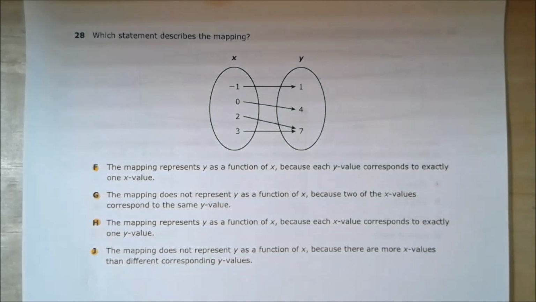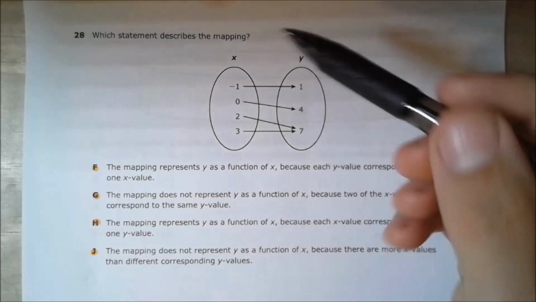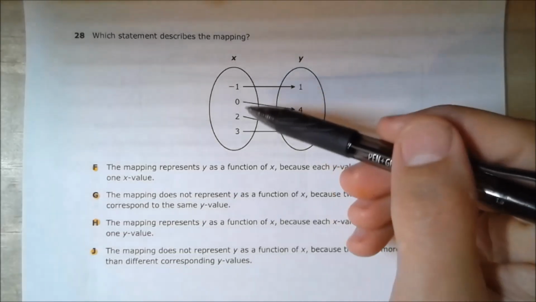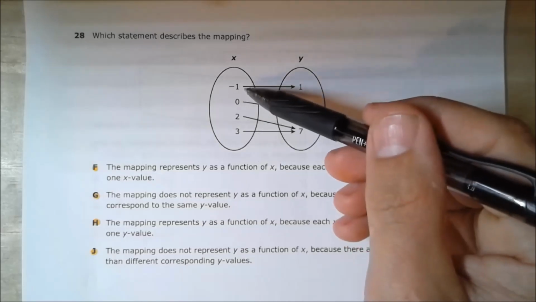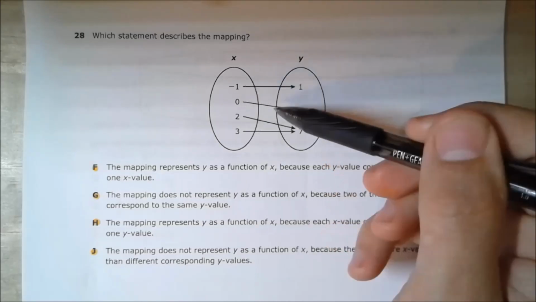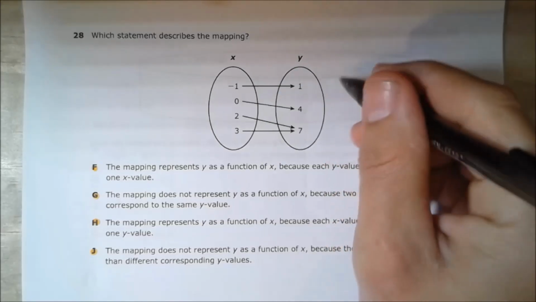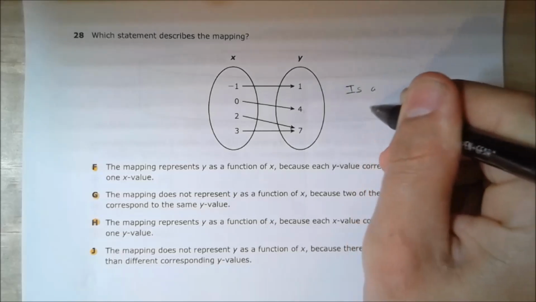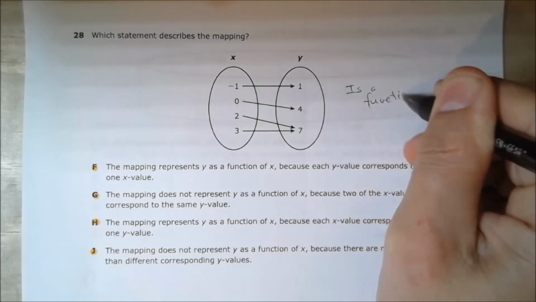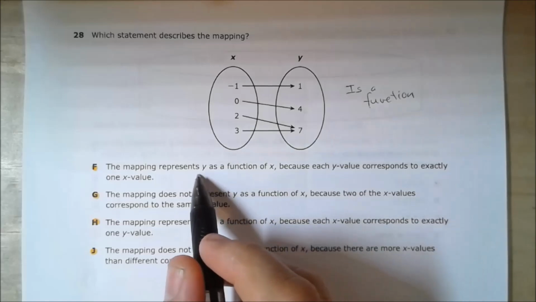Number 28. Which statement best describes the mapping? The mapping represents y as a function of x because each y value corresponds to exactly one x value. Well, let's take a look at it. We have -1, 0, 2, and 3. Notice there's no double lines coming off of an x value, so x doesn't repeat. So this is a function. And it says right here that it is a function.